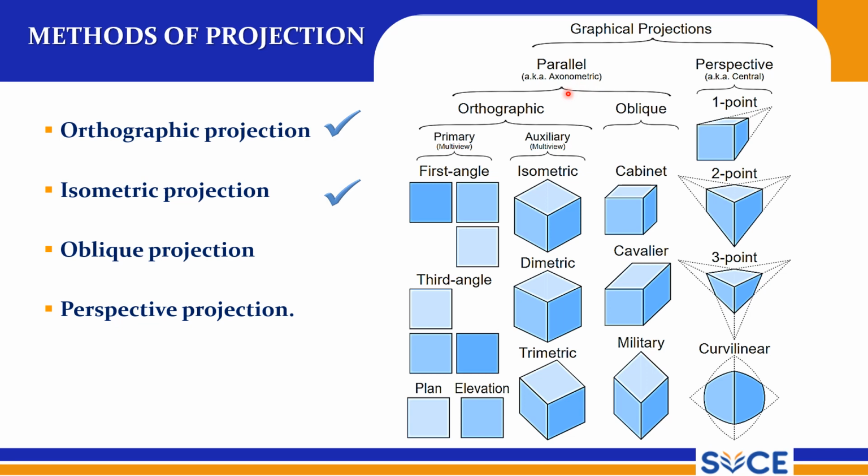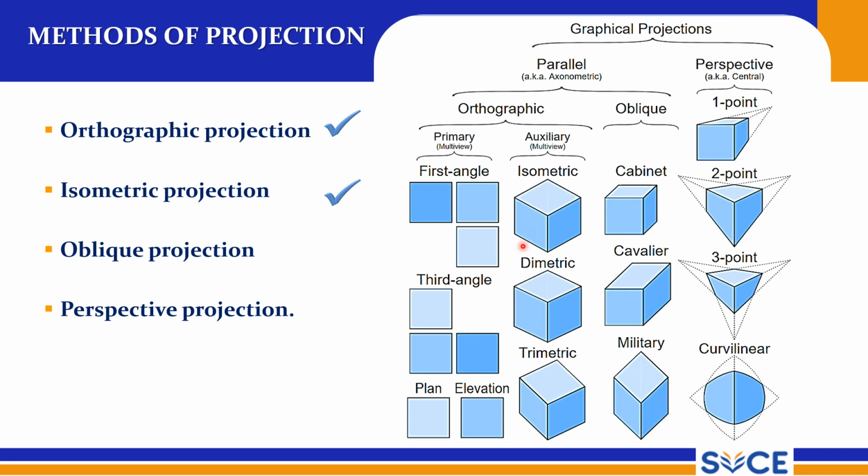Again, this parallel projection is classified into two groups. One is orthographic projection and another one is oblique projection. Orthographic projection is the primary, multi-view projection. To give the details of any object, we require three views, the minimum number of views required to describe any object. This is the front view and top view, this is the right side view, and this way we can give the description of any object to others.